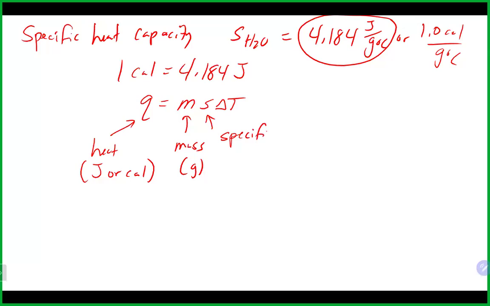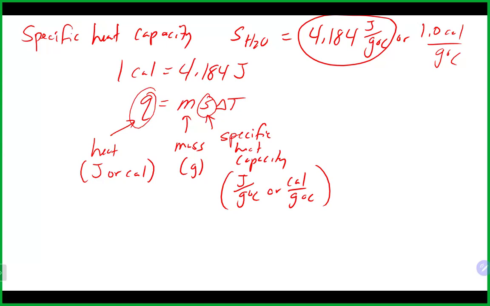Which, as we just saw, is joules per gram per degree Celsius, or calories per gram per degree Celsius. Oftentimes students get these two reversed in their calculations. So Q should have just one unit, and the specific heat capacity should have all three. And that's really the definition in words of specific heat capacity: the amount of energy, in joules per gram per degree Celsius, to raise a gram of a substance by 1 degree Celsius.